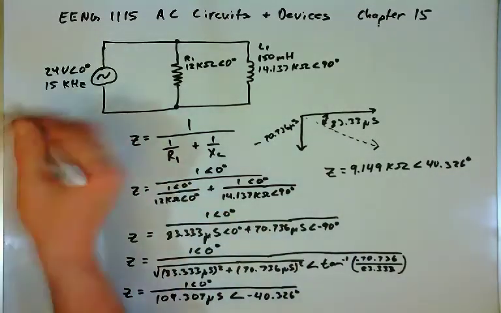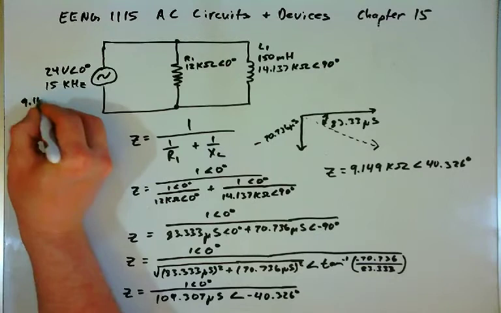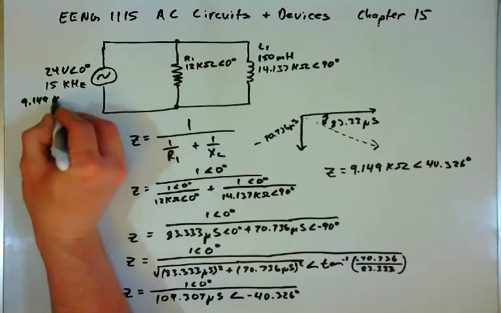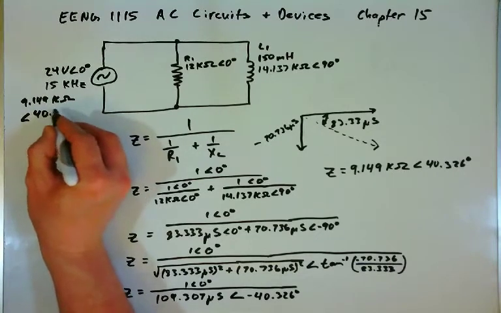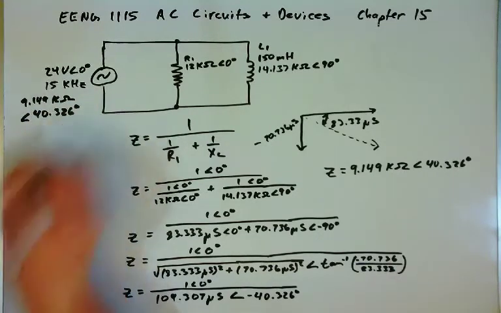So let's see if I can write that here. It's going to be 9.149 kilo ohms at an angle of 40.326 degrees.